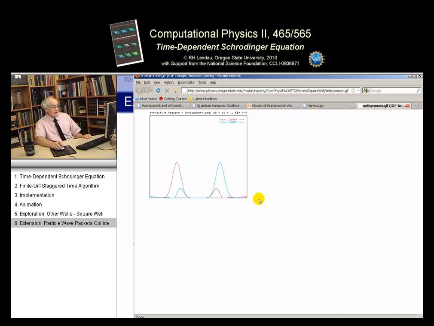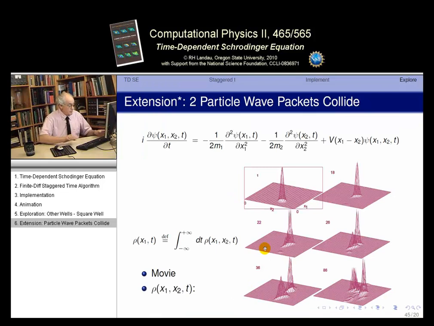You can see here some interaction when they hit the wall, and of course, they break up when they do hit the wall. And right there, you see the full wave packets breaking up. So this is an extension. This is much harder than what you have to do, but it's a challenge. If you feel up to it, go ahead and do it.